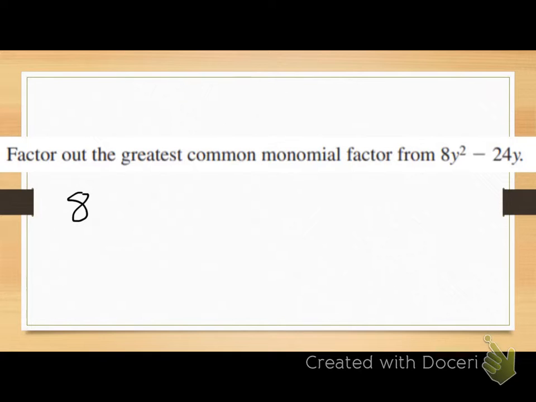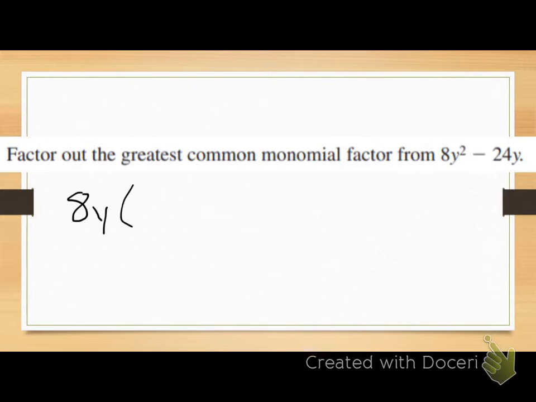Okay, how many y's does my first term have? 2. How many y's does my second term have? 1. So how many y's do we have in common? 1. So how many y's do I factor out? 1. I can only factor out the amount that they have in common. So 8y is my GCF, correct?